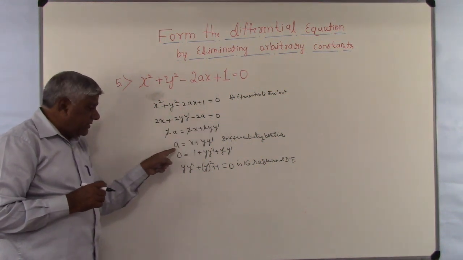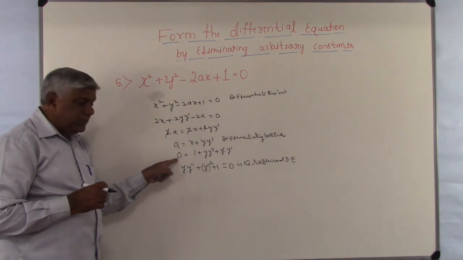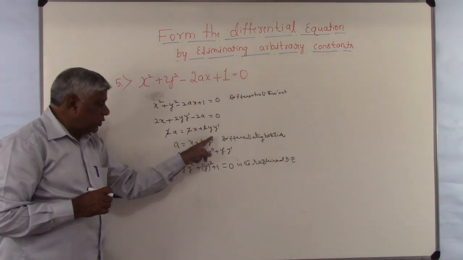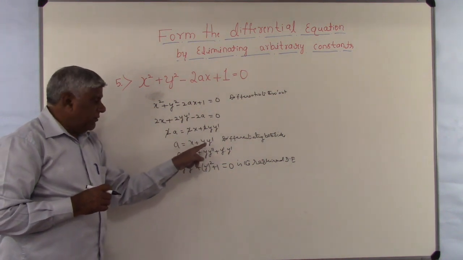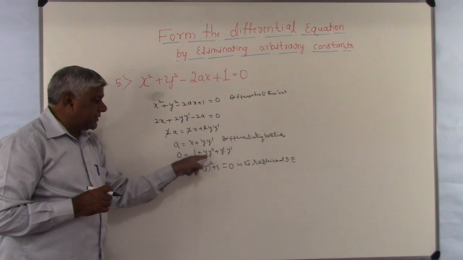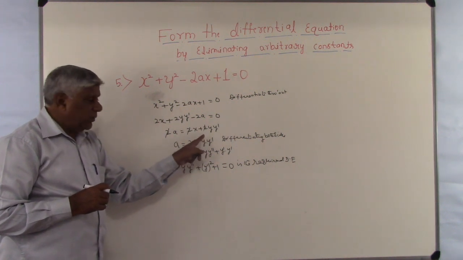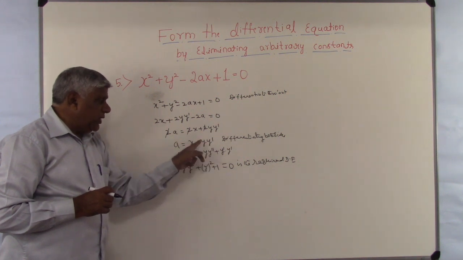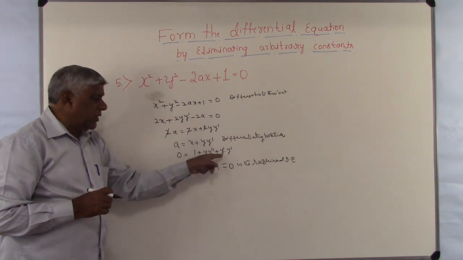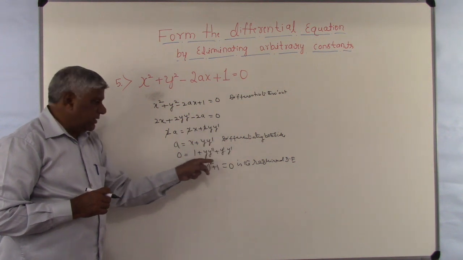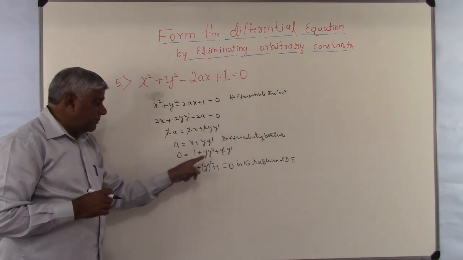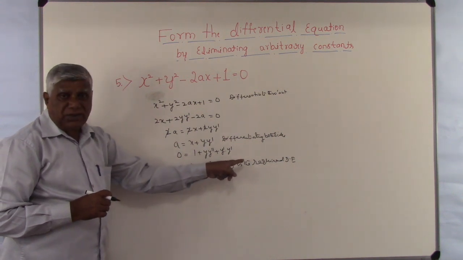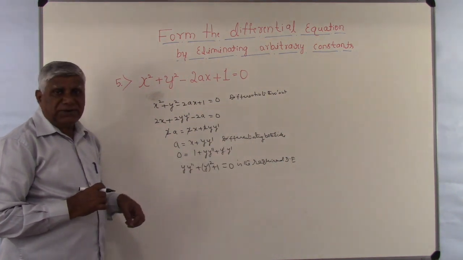Now differentiating this, a becomes 0. Differentiation of x is 1. Now this is uv: u into dv by dx, that is y double dash, plus v into du by dx, that is y dash into dy by dx, which is nothing but y dash. Therefore y double dash plus y dash whole square plus 1 is equal to 0. So this is the required differential equation.